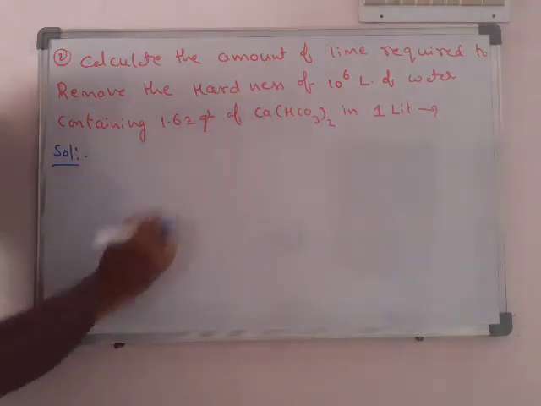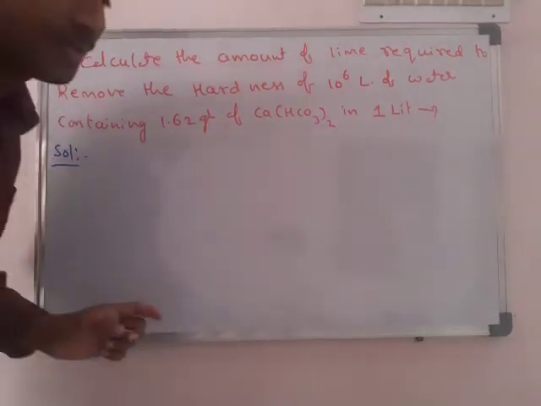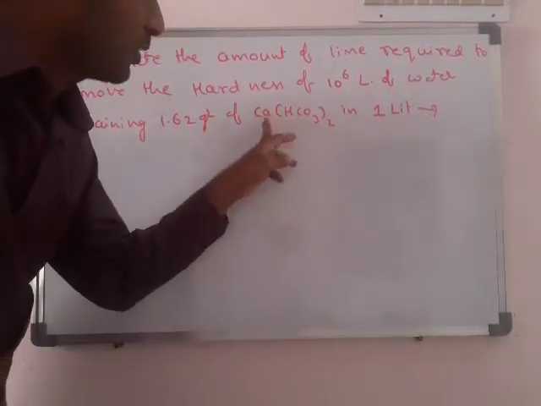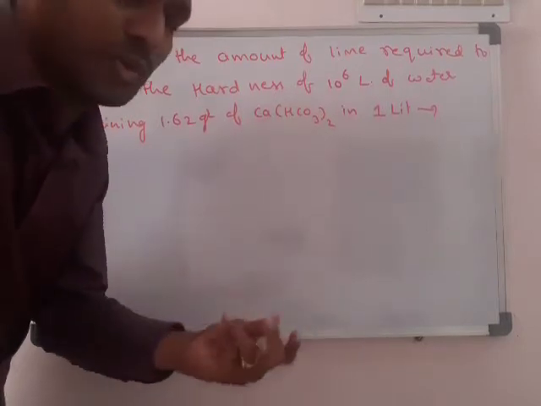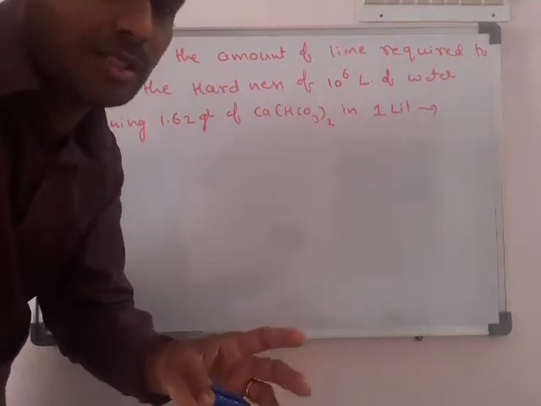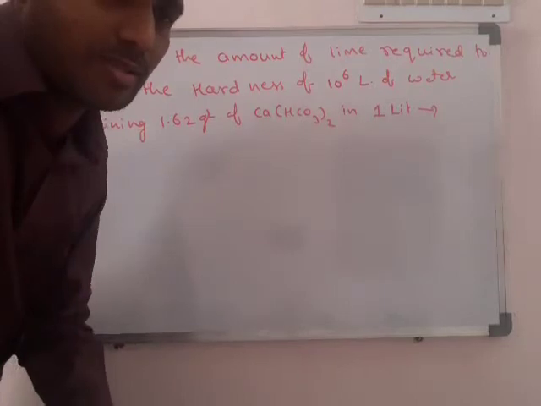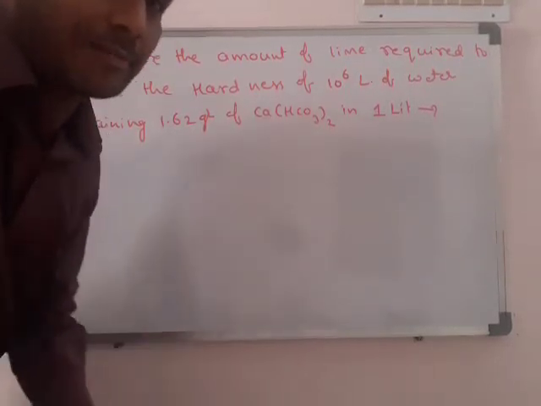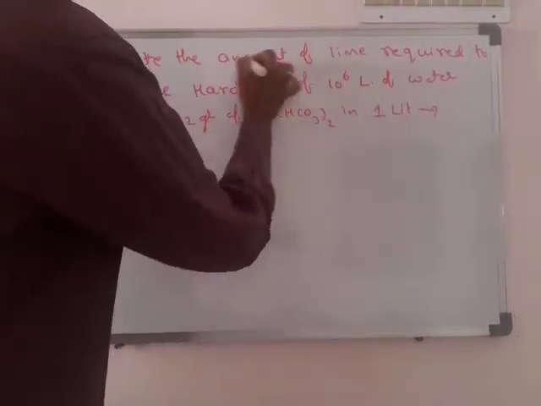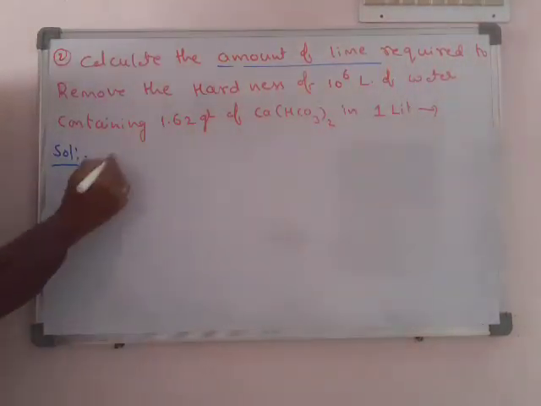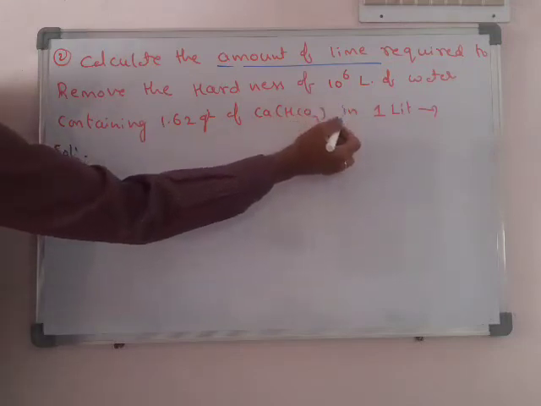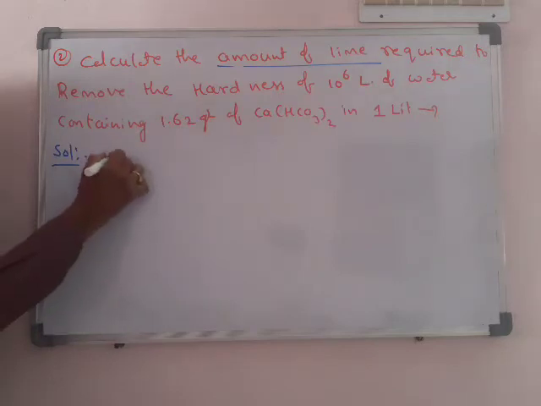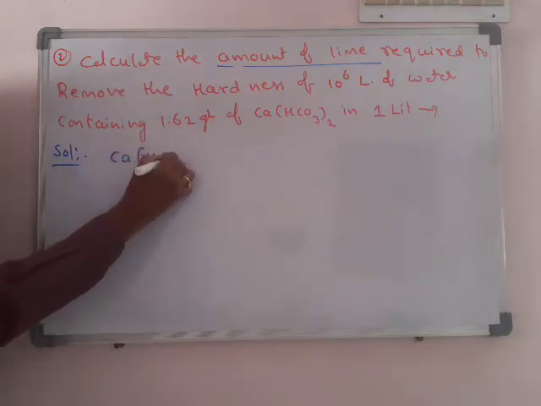So which type of hardness will arise? Which type of hardness is present in this water? Calcium hydrogen carbonate. We know that calcium hydrogen carbonate causes temporary hardness. How to remove the temporary hardness? With the help of reacting with lime. So that's why the amount of lime is given. So to remove the hardness in 10 power 6 liters of water, how much lime is required? So we must know the reaction first.